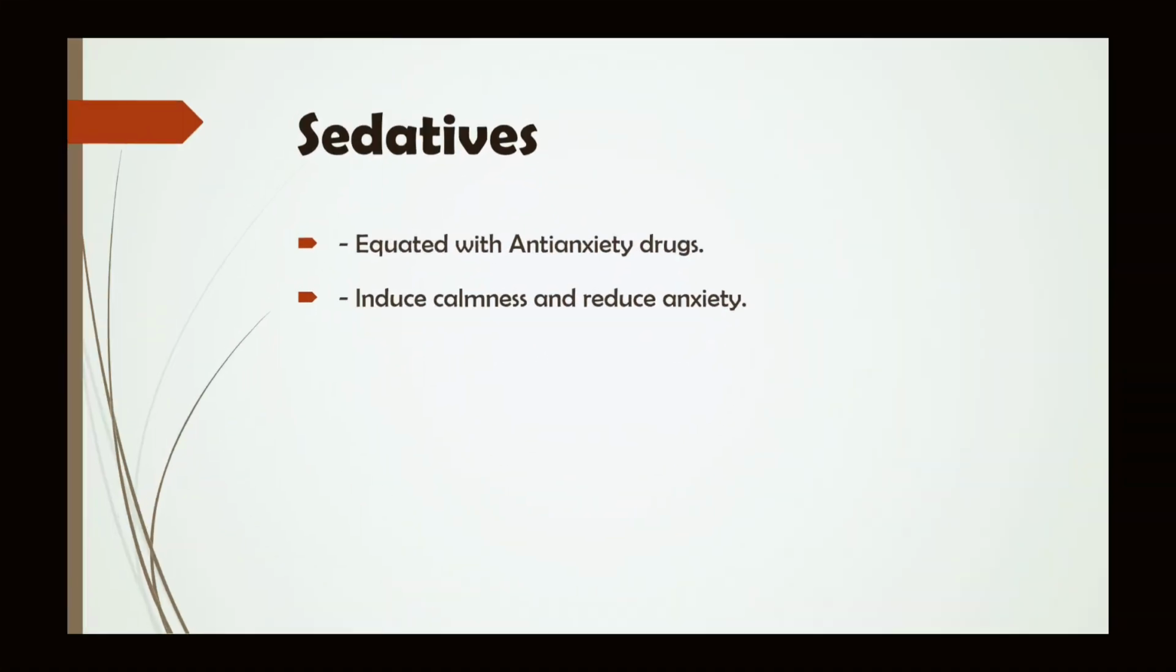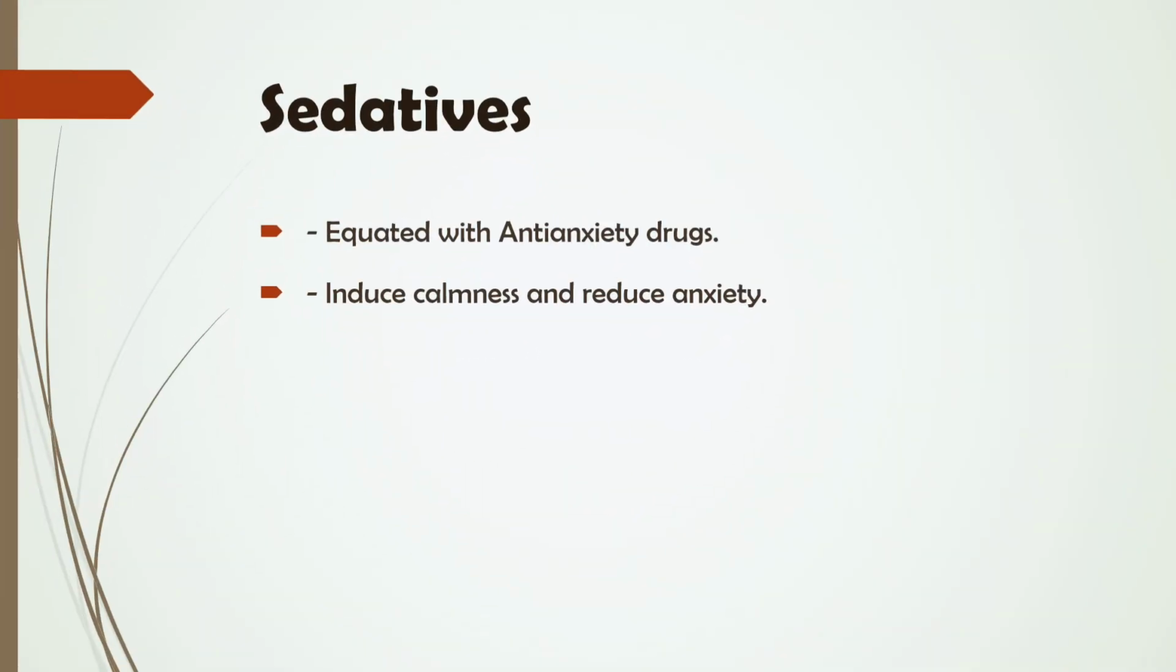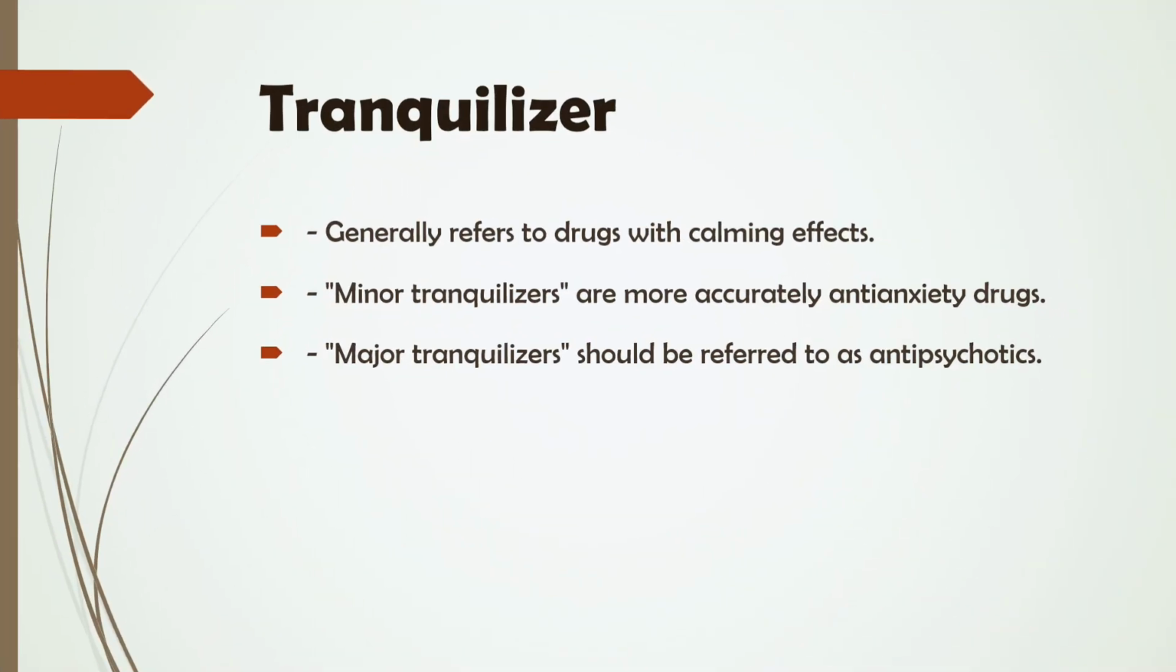Next drug category, we have sedatives. These sedatives are equated with anti-anxiety drugs and induce calmness and reduce anxiety. Next, we have tranquilizers. These generally refer to drugs with calming effects. Minor tranquilizers are more accurately anti-anxiety drugs, and major tranquilizers should be referred to as antipsychotics.